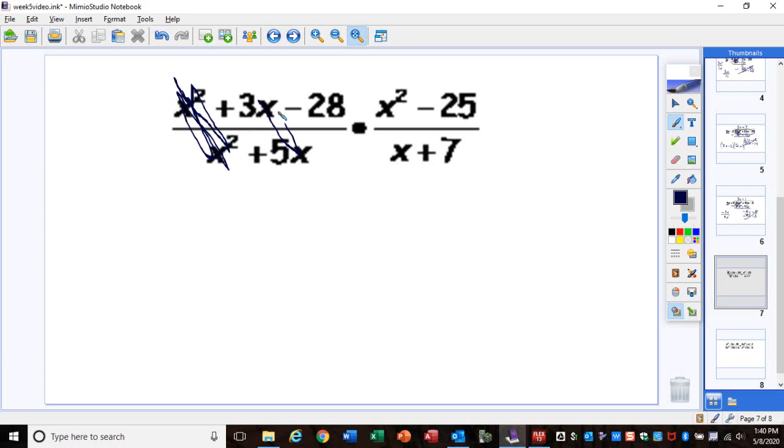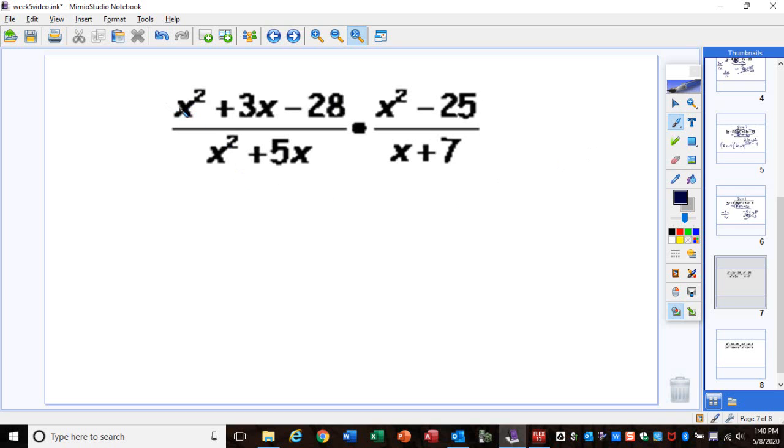See how I'm just canceling stuff? You cannot do any of this. 7 and 28, you can't do any of that. Why? Because these are expressions. They're not just numbers. They're expressions. So you're going to have to simplify these as much as you can. Now, here's what we're going to do. This is not hard. It's going to take a while.